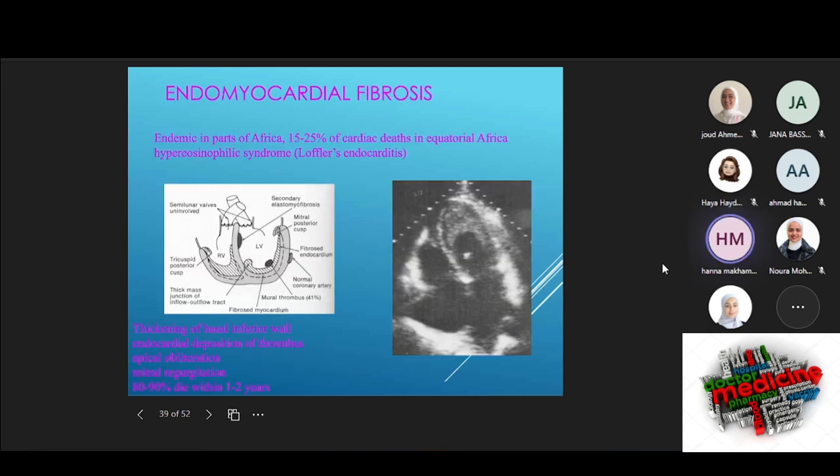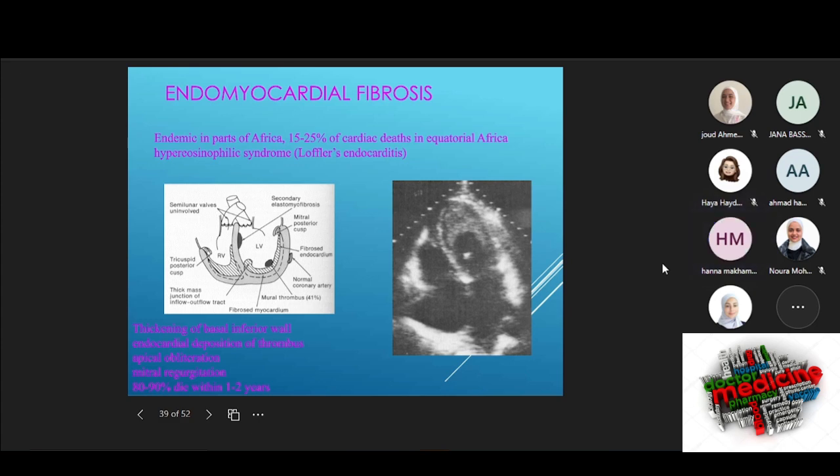The endomyocardial fibrosis is endemic in parts of Africa. Actually, بتشكل 25% of cardiac death in equatorial Africa. And this is basically the same as hypereosinophilic syndrome, low Effler's endocarditis. There is thickening of the basal inferior wall, where there will be development of thrombus, seen here as apical obliteration with mitral regurgitation.